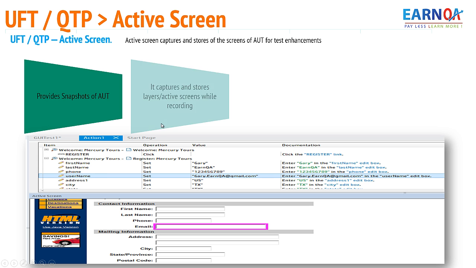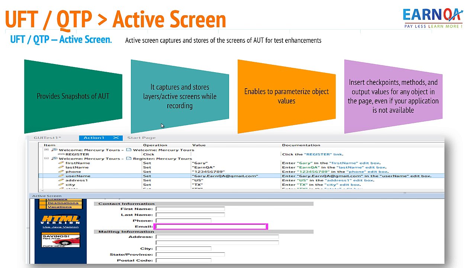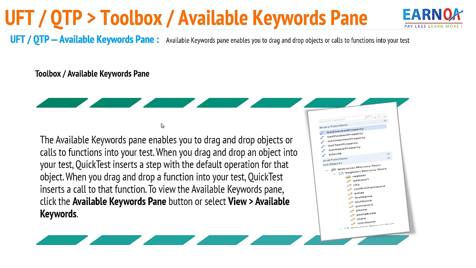And what is next? The next one is the toolbox. What is a toolbox? Toolbox is a place where it has all the existing libraries and all the objects of the object repository, so that we could drag and drop to generate the script. It is also known as the available keywords pane, where all the existing functionalities or functions are shown so that they could be dragged and dropped into the canvas, so that we could generate the script automatically.